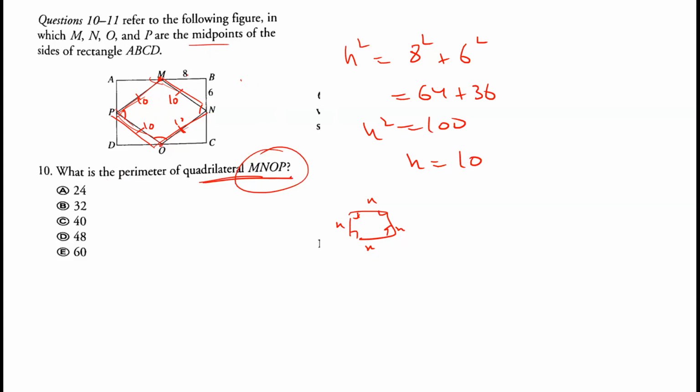So for the perimeter, we know that this side is 10. This will also be 8 and this will be 6, because M, N, O, P are in the middle. So these are the midpoints. So the perimeter would be 40.